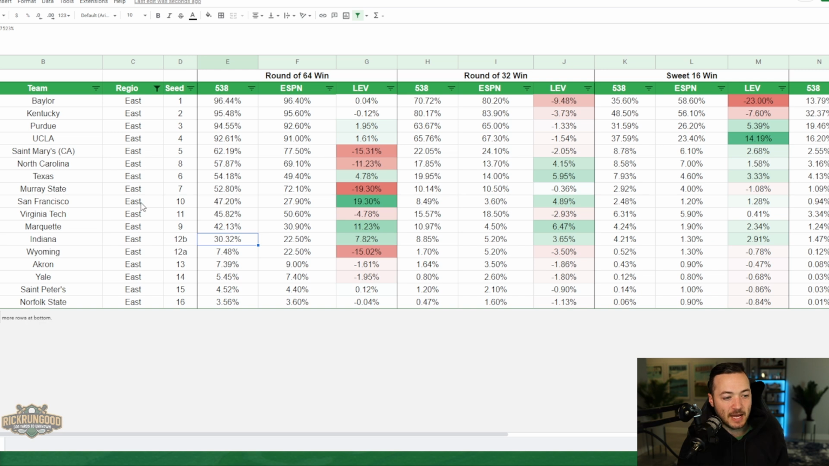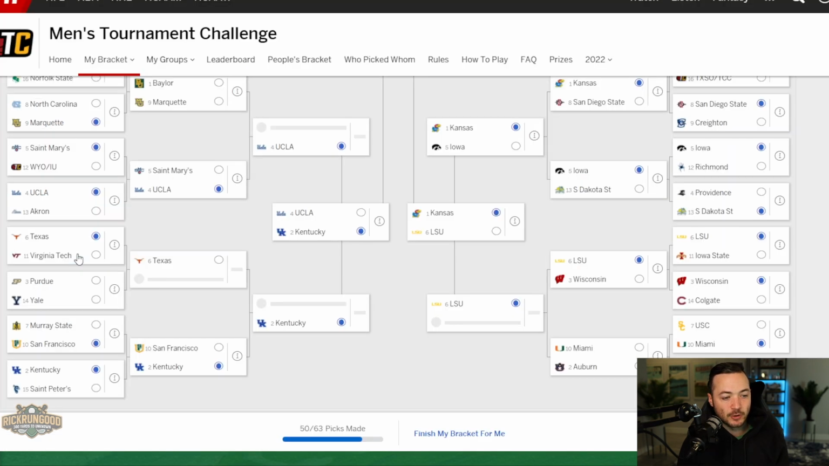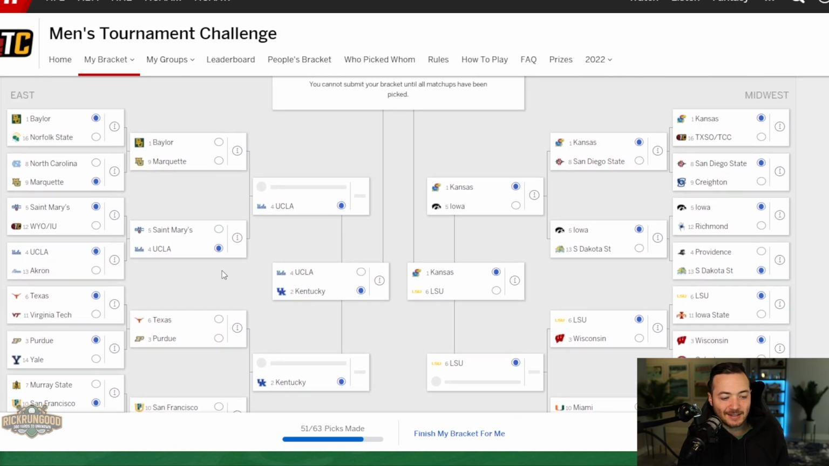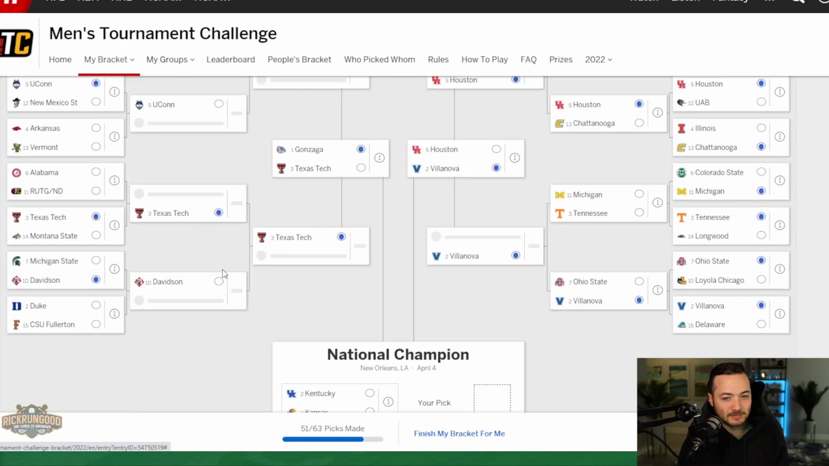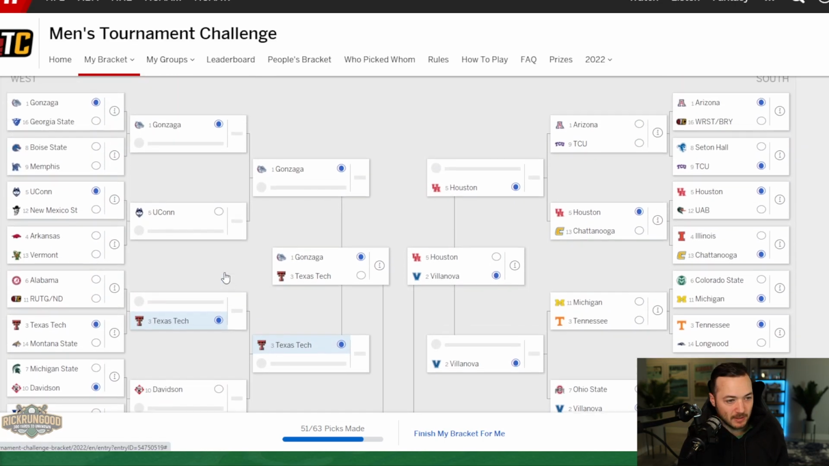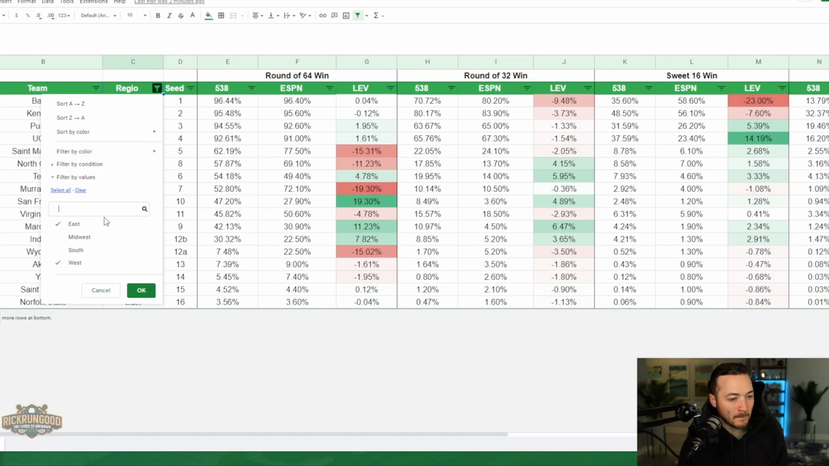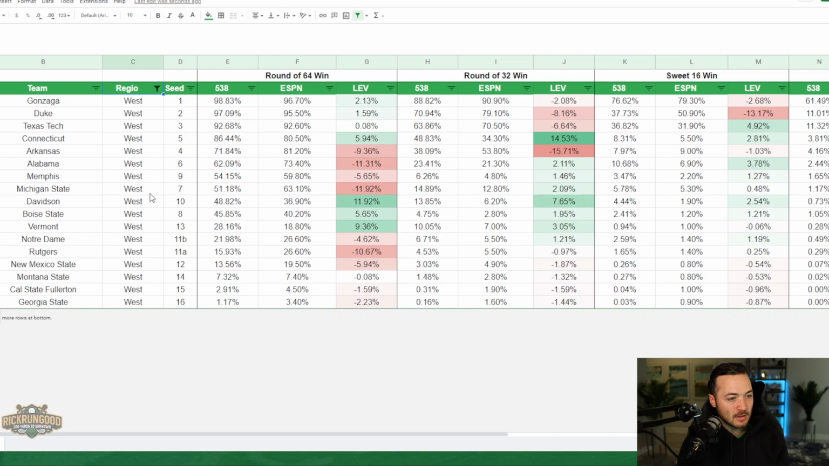Purdue versus Yale. I imagine that's just going to be Purdue. This is also probably the point where someone comments like, "You're taking too many favorites." Yeah, I got it. I know. I've read all the comments. Trust me.